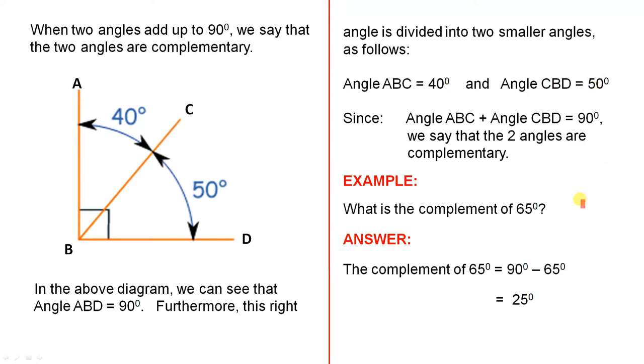A simple example: what is the complement of 65? The complement of 65 degrees equals 90 minus 65, which is 25. And the quick way to check that is 65 plus 25 equals 90. So the two angles are complementary.